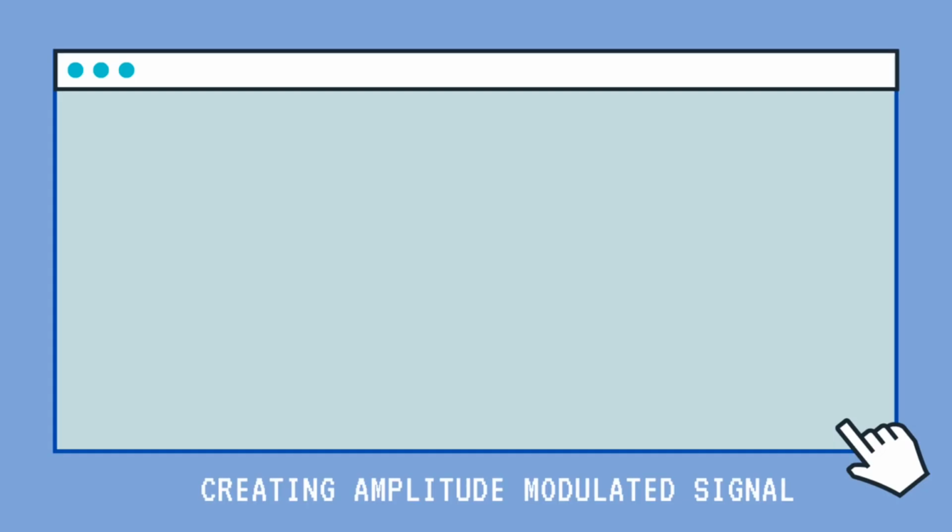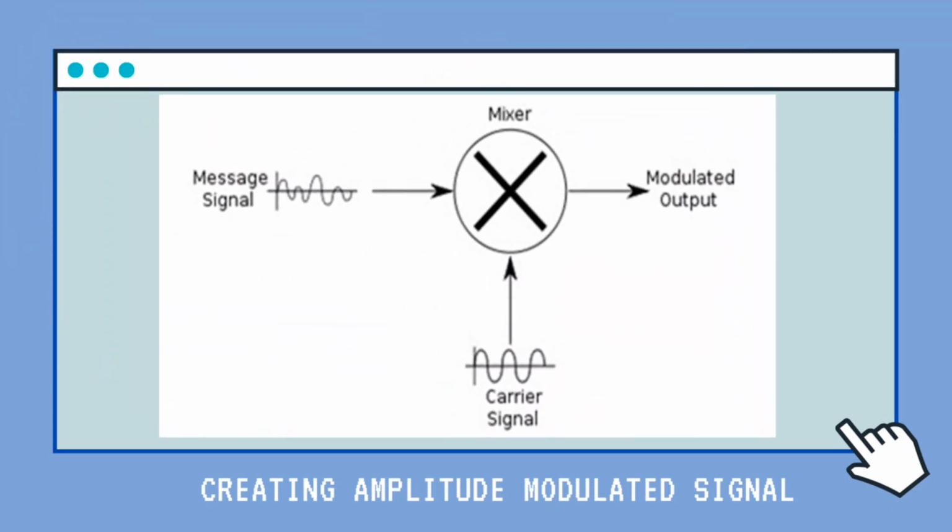How do we create AM modulated signals? Most often, AM signals are created using a mixer. The inputs are an unmodulated carrier and a low frequency modulating signal, and the result is a modulated RF carrier.